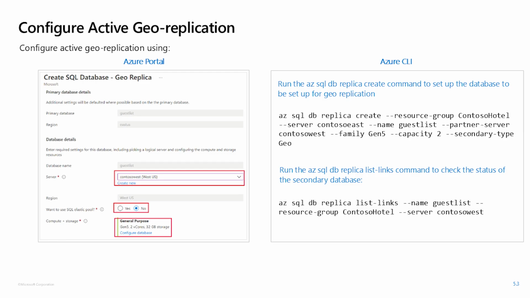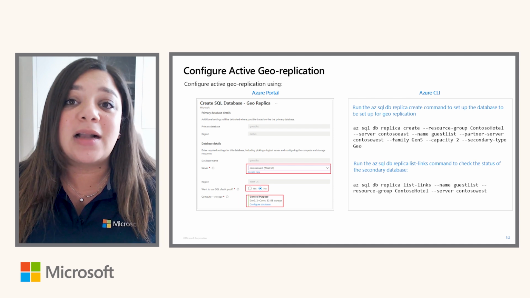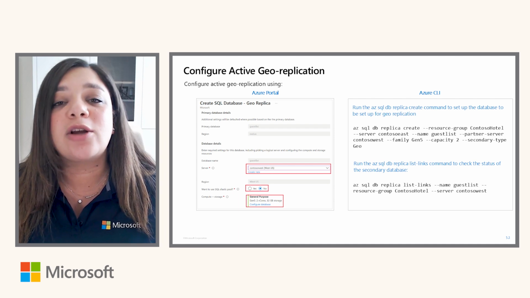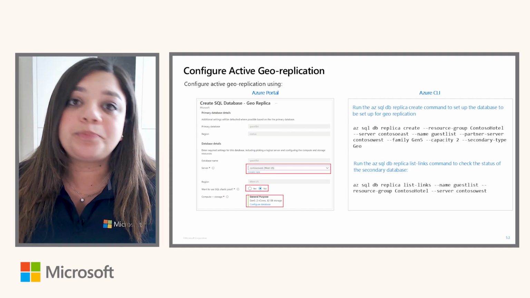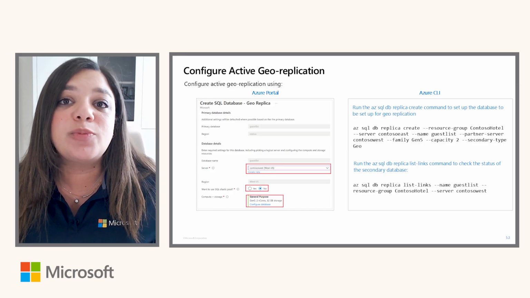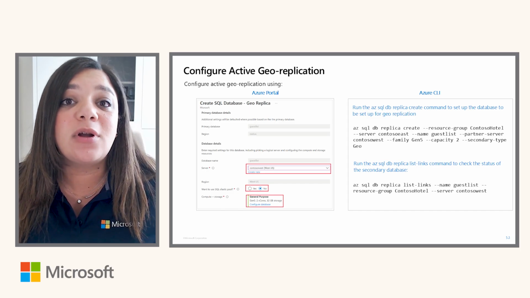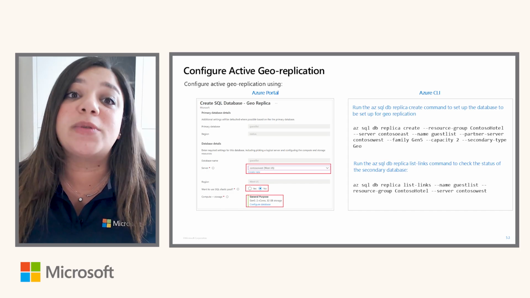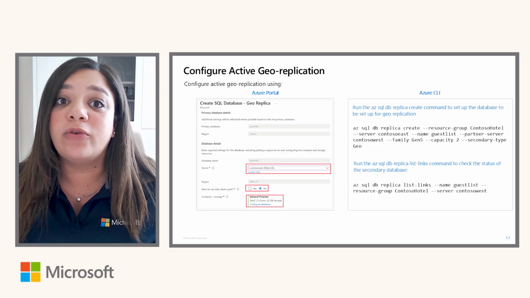Another important point is geo-replication. This ensures high availability by creating a readable secondary replica in another region. So just know the different ways to configure active geo-replication. You can do that through the Azure portal or Azure CLI. There are some important points to remember. Geo-replication is asynchronous, so it's ideal for DR scenarios, but not a high availability solution. Failover is manual by default unless auto-failover groups are configured. So understand the difference between active geo-replication and auto-failover groups.